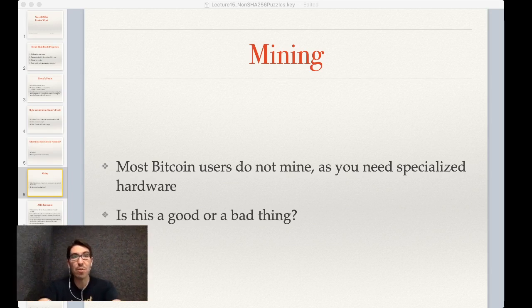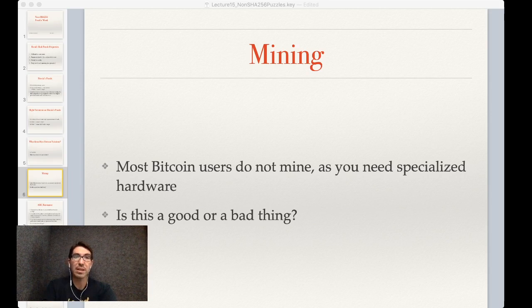So is this good or bad? You can definitely argue in some ways that it is a good thing, but many people see this as a problem. It's not really decentralizing the network, because you have certain groups that perhaps own a large percentage of the mining power.